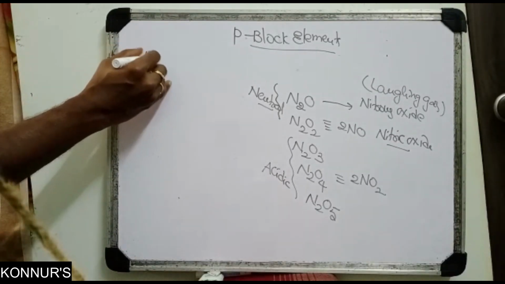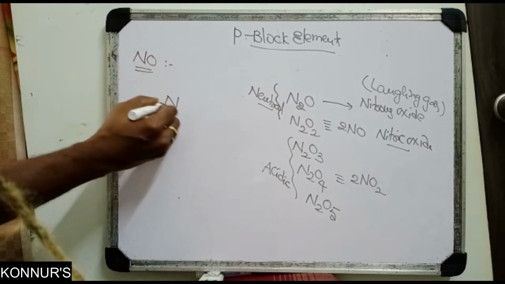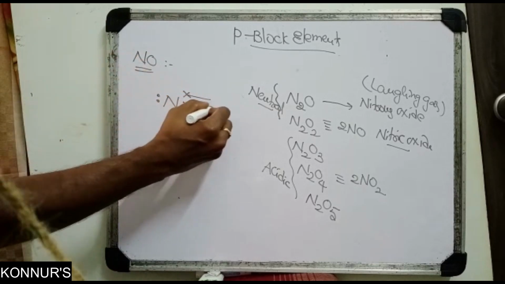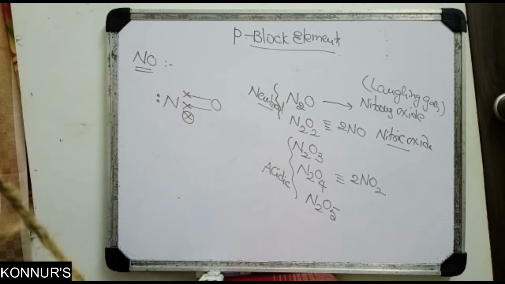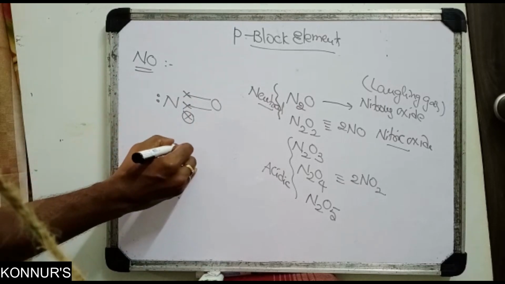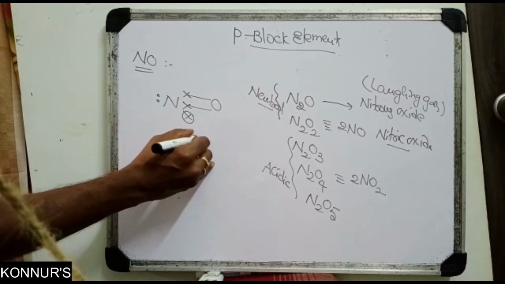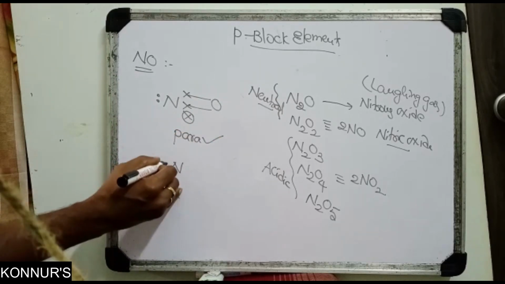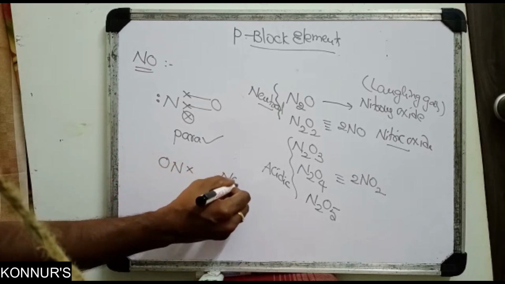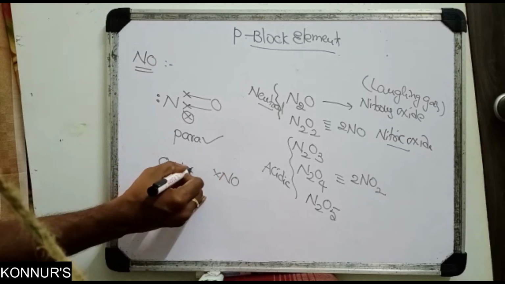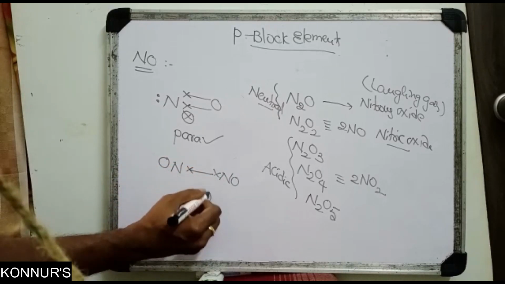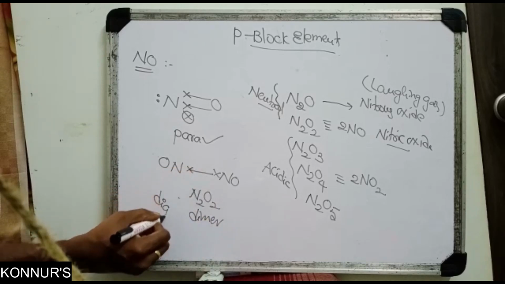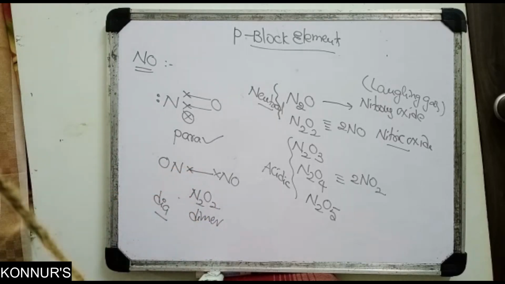Next, NO. For nitrogen, you take one lone pair and three single electrons, and one oxygen is taken with two electrons. So you get a single electron, and because of this single electron, it shows paramagnetic nature. Next, NO has a single electron, another NO has another single electron. Both combine, so you get N2O2 as a dimer. There is no unpaired single electron, so that's why it shows diamagnetic.